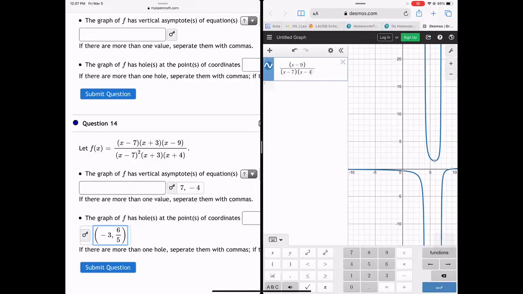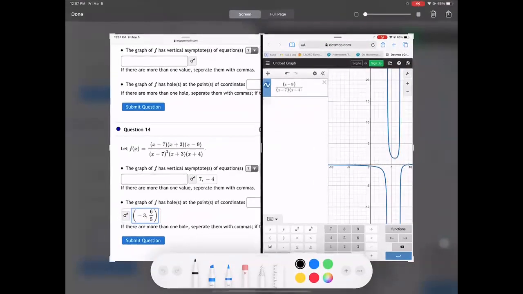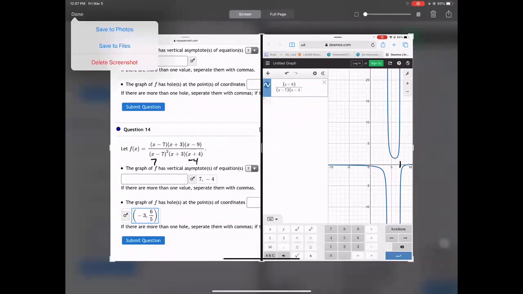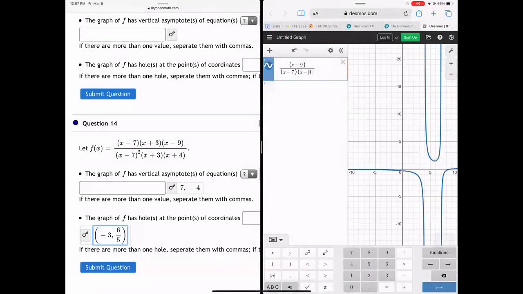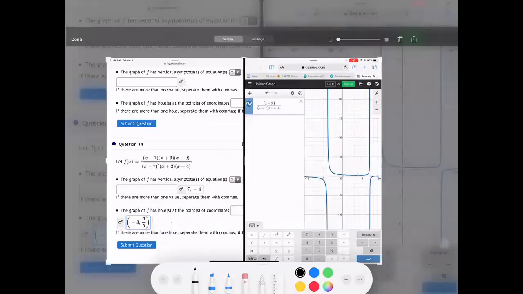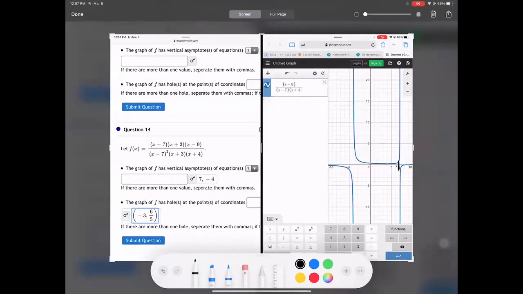Okay, we said we had vertical asymptotes at -4 and positive 7. What? Oh, I copied it wrong. Come on. That's a plus. You can see we have vertical asymptotes at 7 and -4.